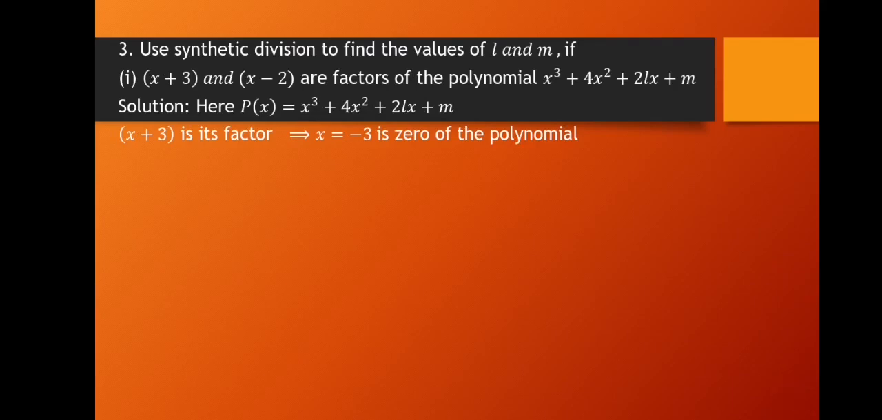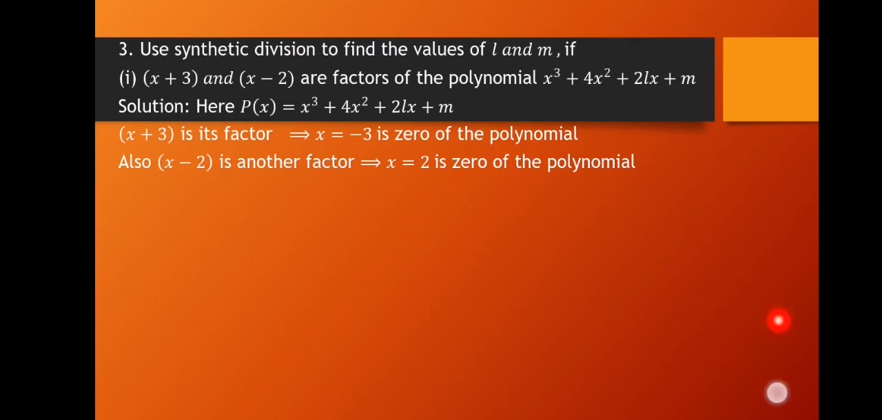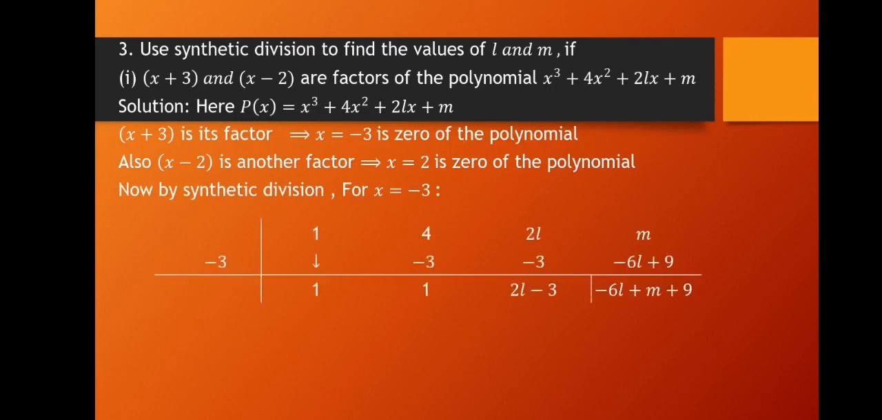Similarly, the second factor is x minus 2. So the second 0 of the polynomial is x equal to 2. We will have to find the values of L and M using the given conditions. So by synthetic division, first we will consider x equal to minus 3 as the divisor. Once again we have written down the coefficients. The coefficient of x cube is 1, that of x square is 4, that of x is 2l, and m is the constant. Here minus 3 is the divisor.